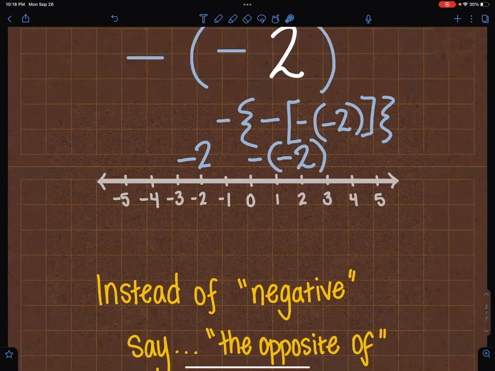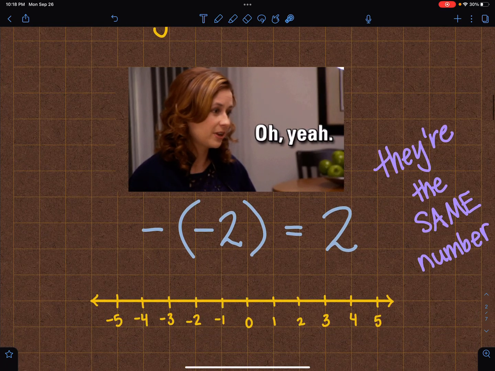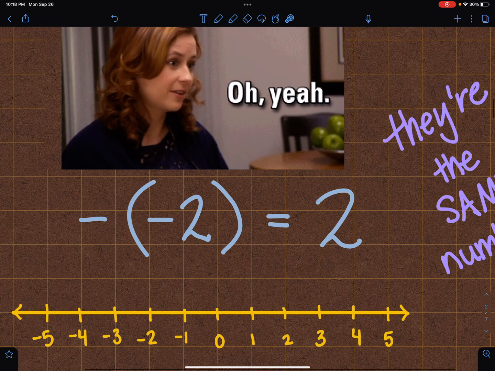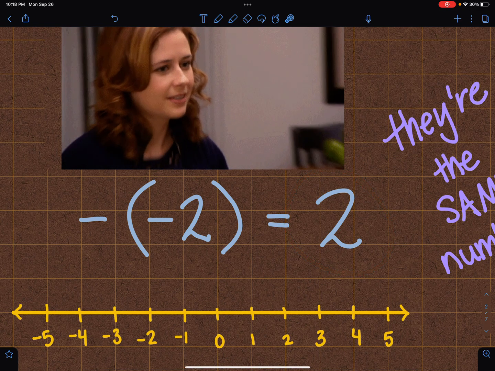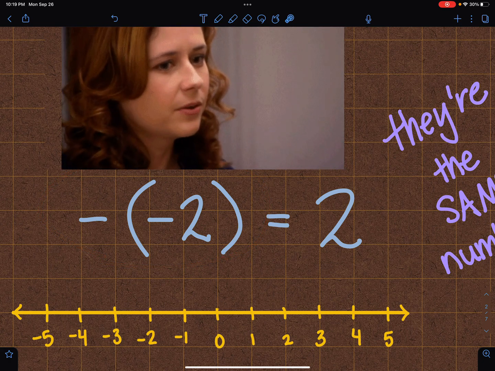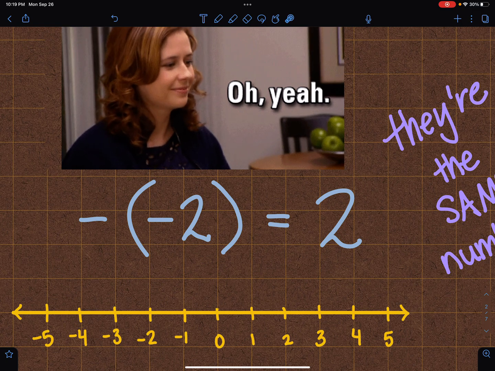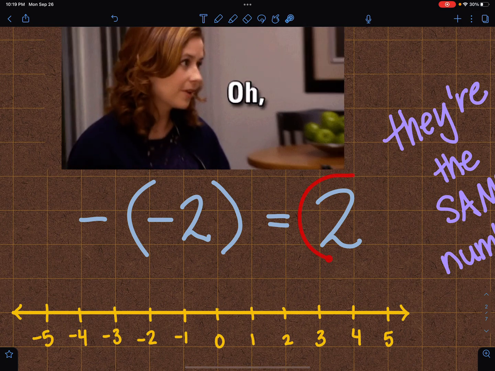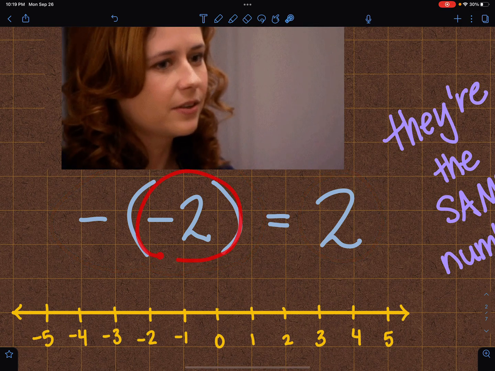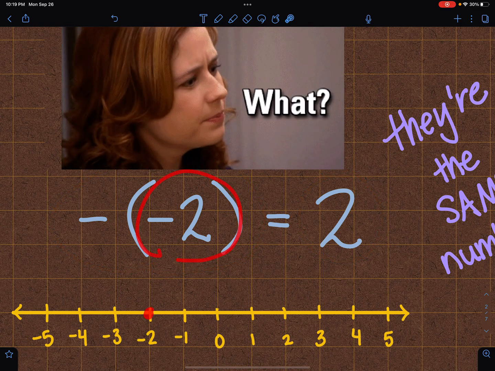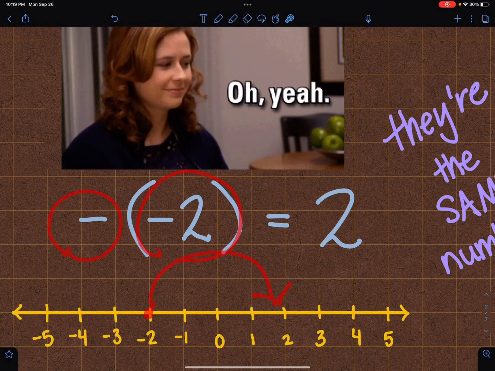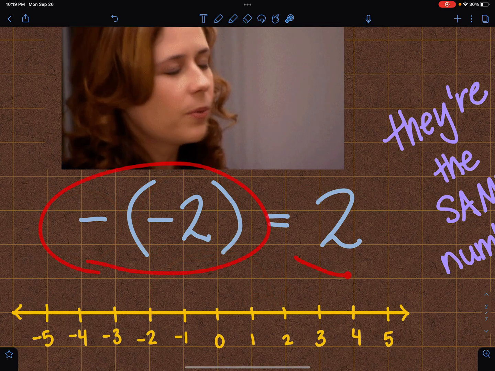Okay, so I know you're like, wait, what? It turns out that this is the same as this. The reason I thought of Pam is because remember that meme where they're the same picture, when she shows two things that are very similar. So this is thought of as the same thing as this, because this is the opposite of 2, which is here, and this makes it the opposite of 2, which is back to here. So this expression is the same number as that.